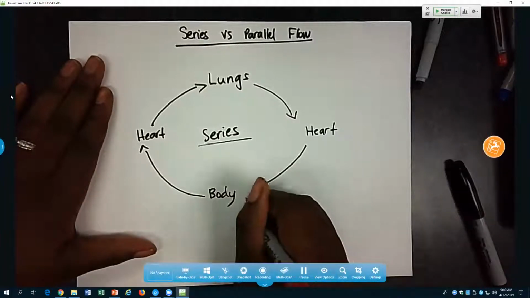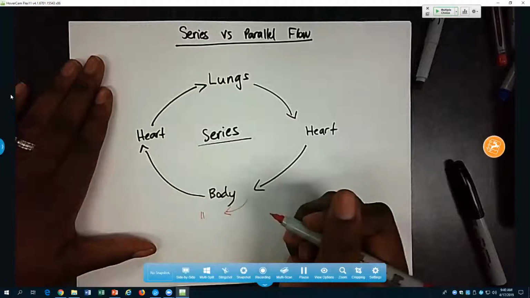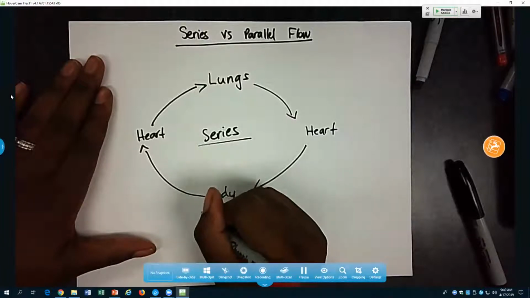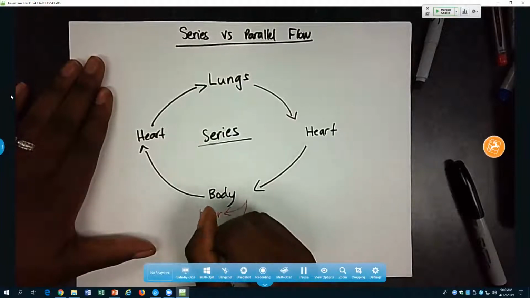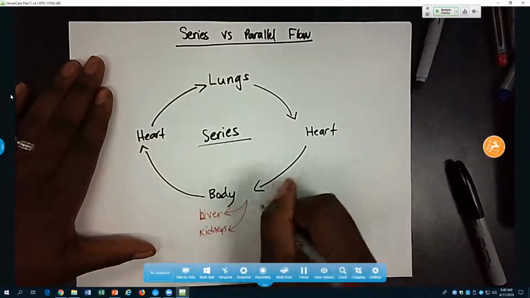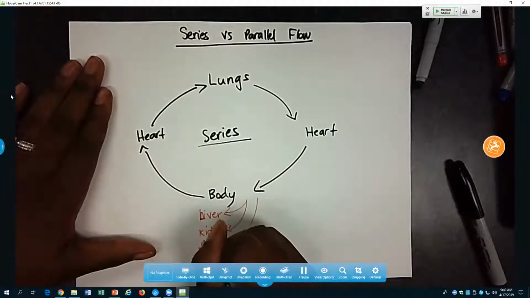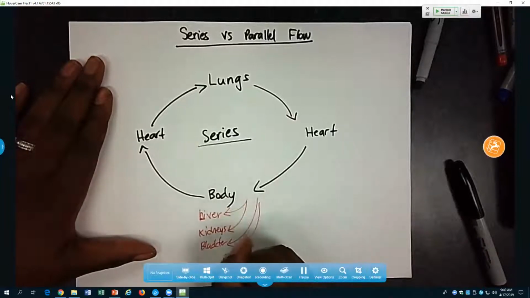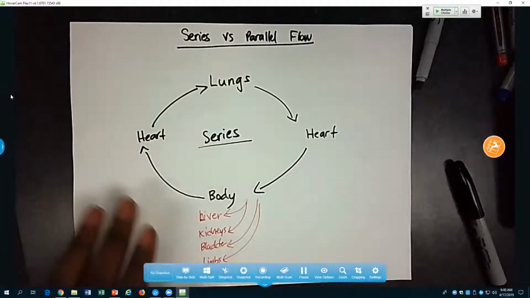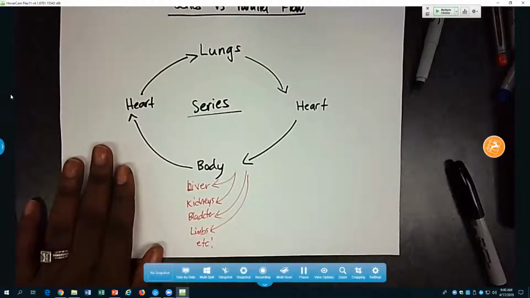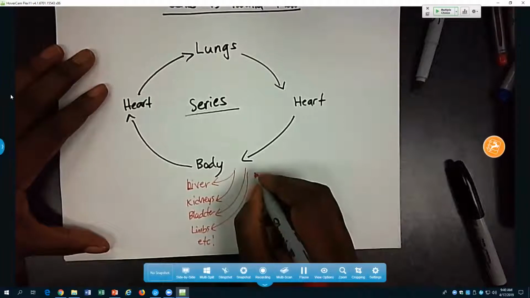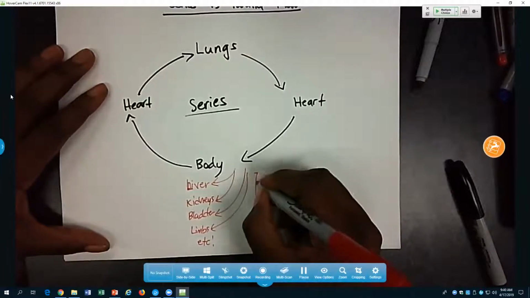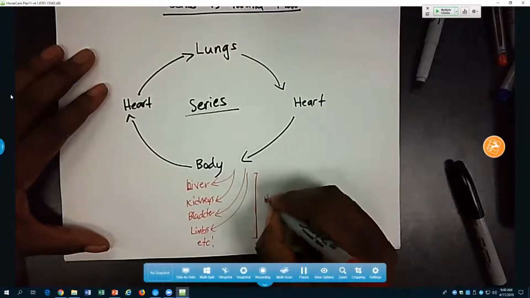This blood can decide to go to the liver. It can go to the kidneys. It can go to the bladder. It can go to the limbs, etc. So this blood has some options when it gets to the systemic circulation. And so we say that the systemic circulation is in parallel. Okay, so this is parallel.